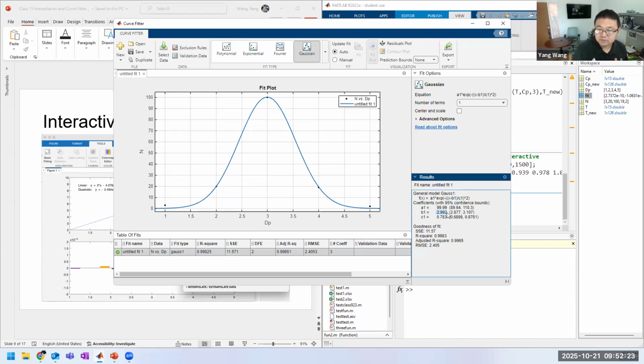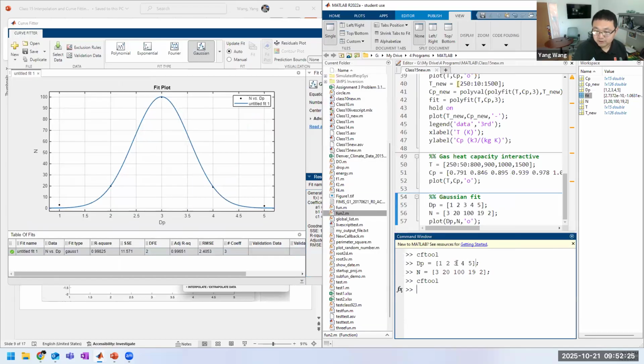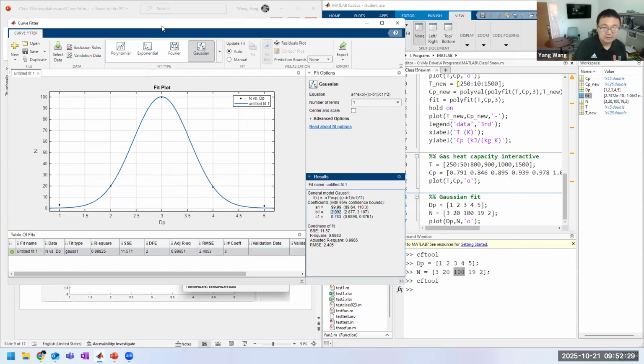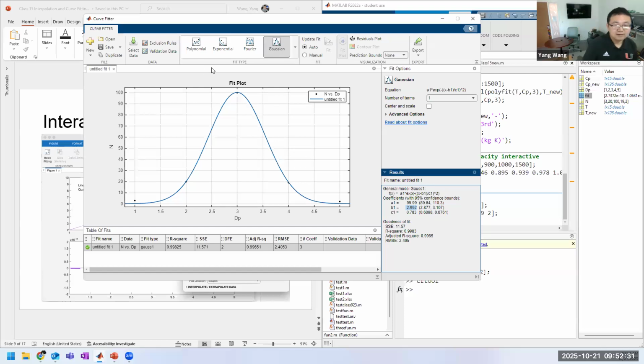You can see that it's close to 3, which makes sense because at 3, we have the highest concentration. This is the average size, the mean size of all of these, let's say, the suspended particles, right? So this is the Gaussian distribution. But there's actually a problem with the Gaussian distribution, or what we call the normal distribution.